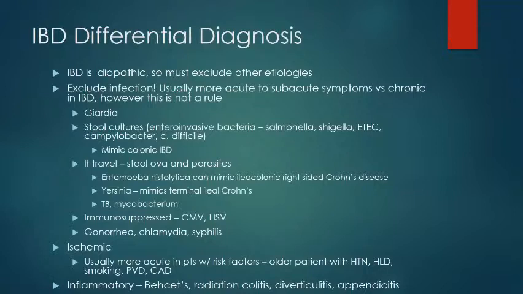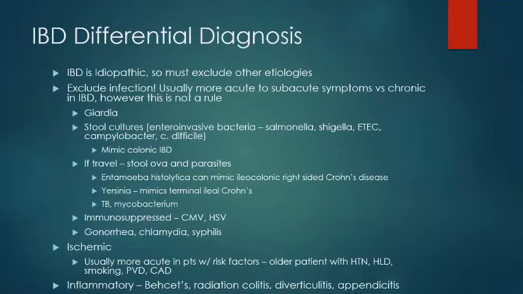Usually infections will be more acute or subacute versus IBD, which will be chronic, but that's not always true. Like in Giardia, you can be infected for months with this slow, smoldering diarrhea. So you need to rule that out. You need to rule out enteroinvasive bacteria with stool cultures like Salmonella, Shigella, E. coli, Campylobacter, and then of course C. diff. All of these can mimic colonic IBD.